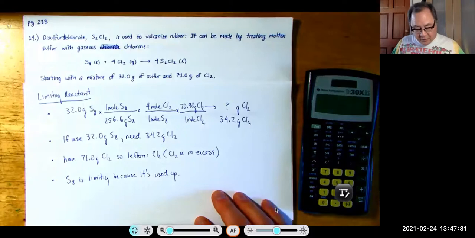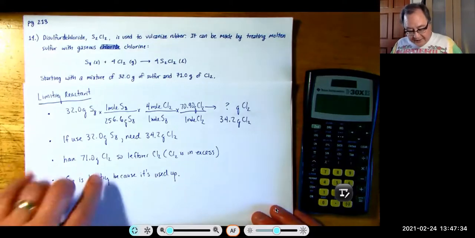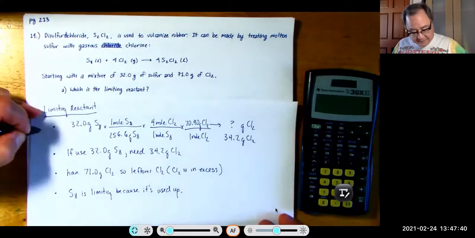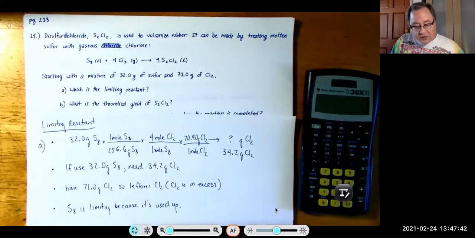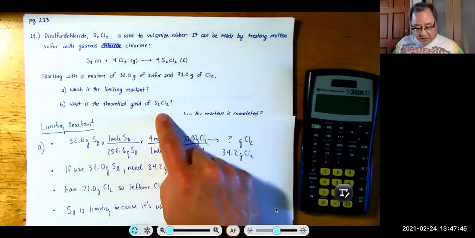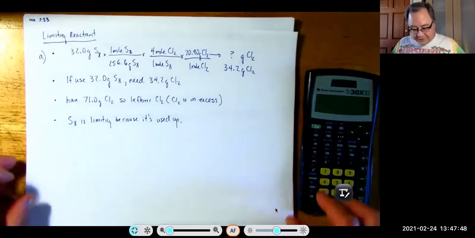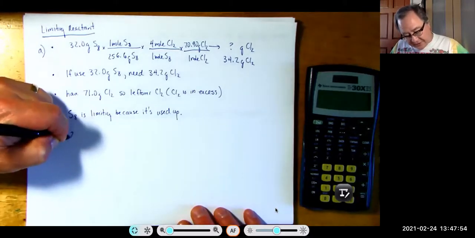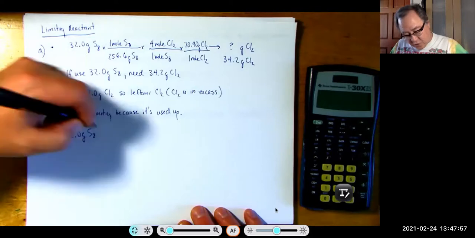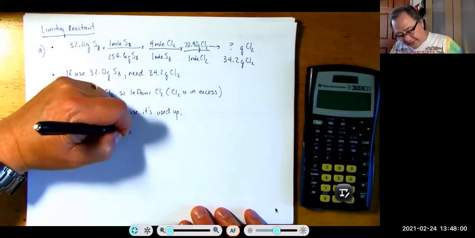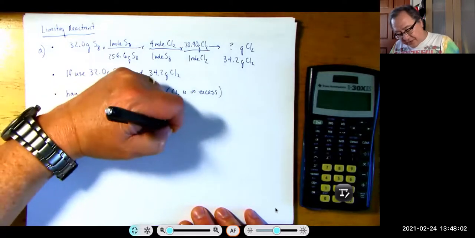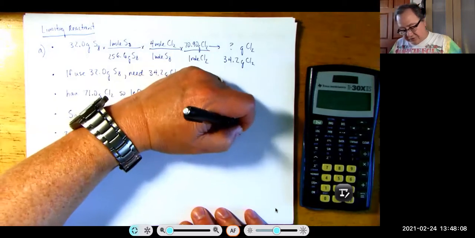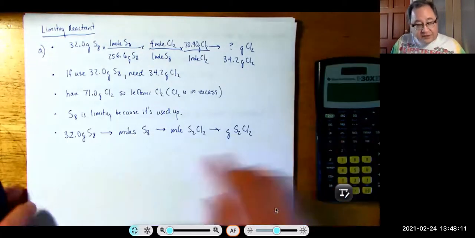Okay, so we found out that the chlorine is in excess and the sulfur is limiting. So we've answered A. Now B, what is the theoretical yield of this disulfur dichloride? Well, to do this, we're going to have to say 32.0 grams of S8. We're going to convert that to moles of S8, convert that to moles of S2Cl2, and convert that to grams of S2Cl2 to calculate the actual yield based on the limiting reactant.